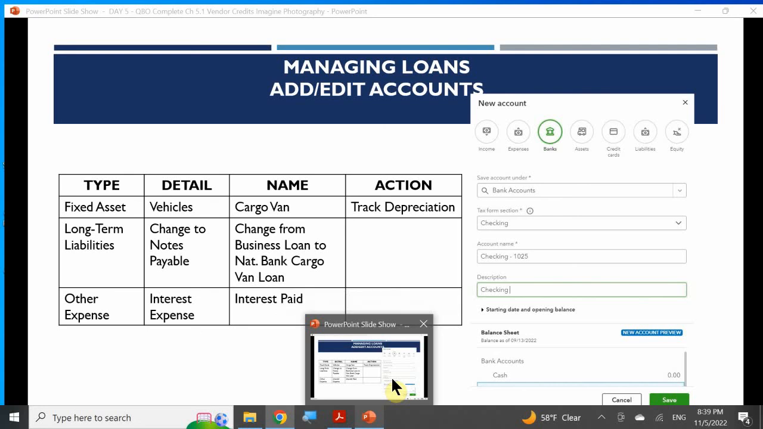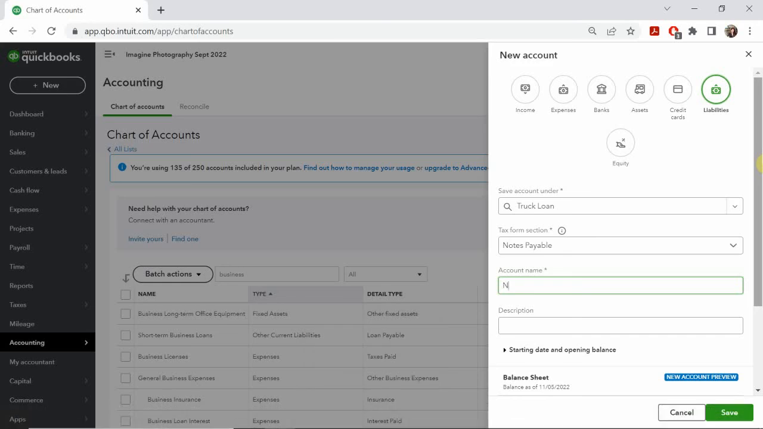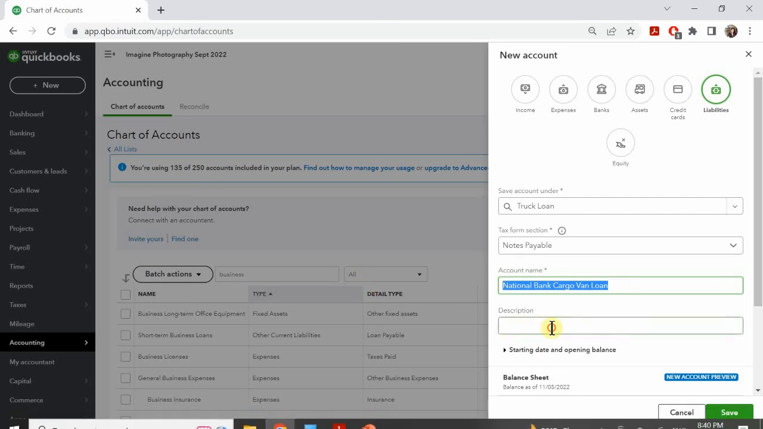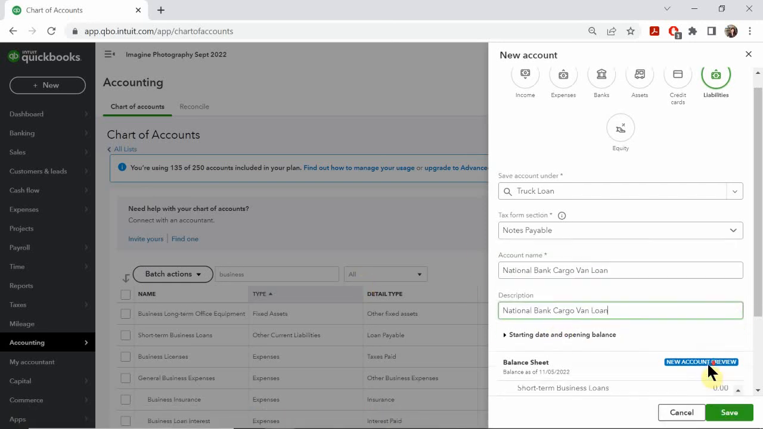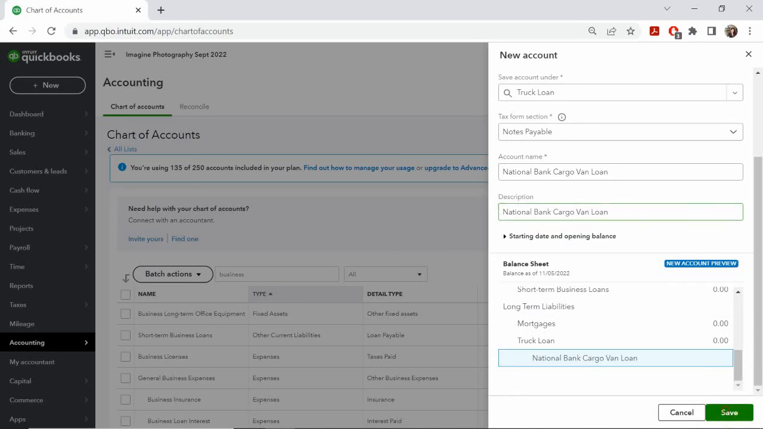So in this case, I am just going to add it in there. National Bank. Okay, National Bank cargo van loan. Right, description, exactly the same thing. And of course, no opening balances or anything, so I'm going to click save.